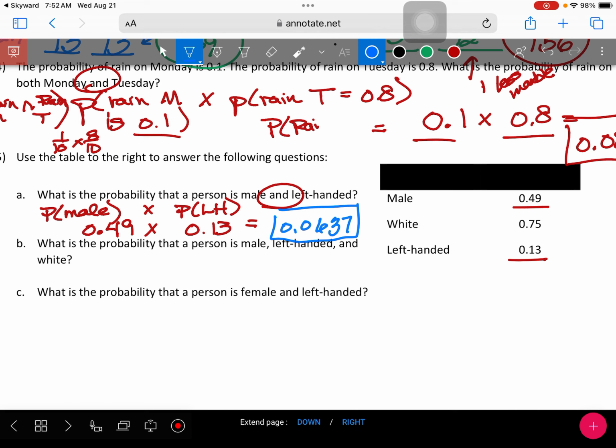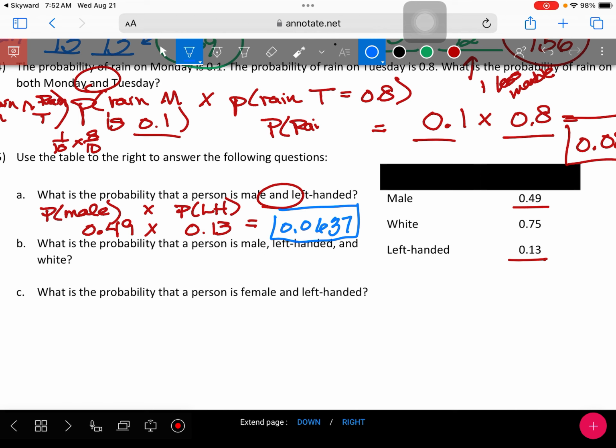When you multiply numbers that are less than 1 times another number that's less than 1, you're going to get an even smaller number because they're not whole numbers. Okay? All right, let's take a look at letter B.